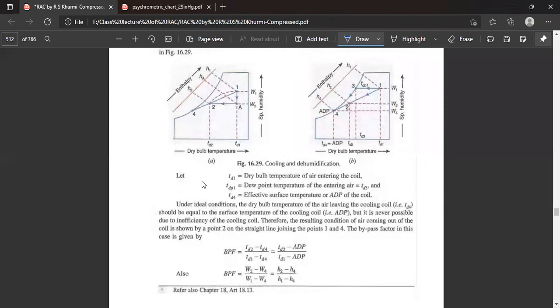The bypass factor of the coil is given as BPF equals TD2 minus TD4 over TD1 minus TD4, that is, the temperature of the leaving air minus the temperature of the cooling coil, over the temperature of the incoming air minus the temperature of the cooling coil, where the coil temperature is the ADP, the effective surface temperature of the coil. So BPF equals W2 minus W4 over W1 minus W4, the specific humidity of the air at the outlet minus that at the coil surface, over that at the inlet minus that at the coil surface. Similarly, BPF equals H2 minus H4 over H1 minus H4.